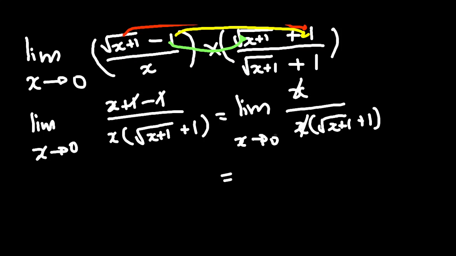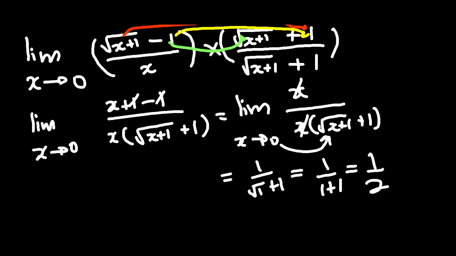Substituting 0 in place of x, I will have 1 over root 1 plus 1, which gives me 1 over 1 plus 1, since root 1 is 1, and 1 plus 1 is 2. So I have one half. This is the limit for this problem.